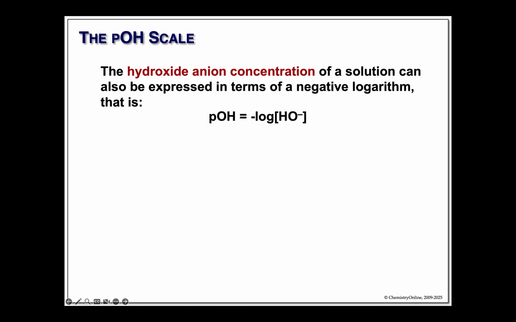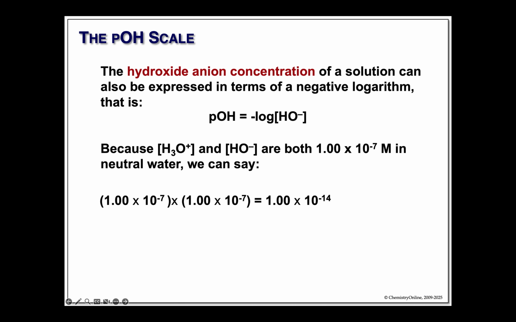pOH, again, if we have pH, it's only fair that we have pOH, isn't it? pOH is minus log of hydroxide. Same concept. Now, in neutral water, hydronium and hydroxide are both 10 to the minus 7 molar. Right? If we took the concentration of hydronium, multiplied it by the concentration of hydroxide, we would get 10 to the minus 14, wouldn't we?